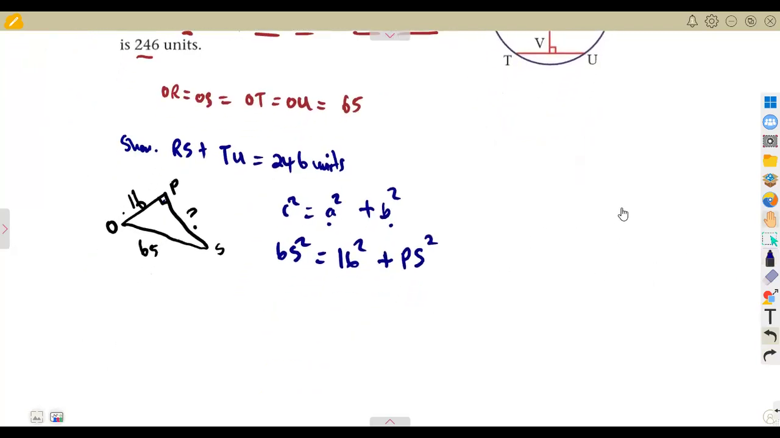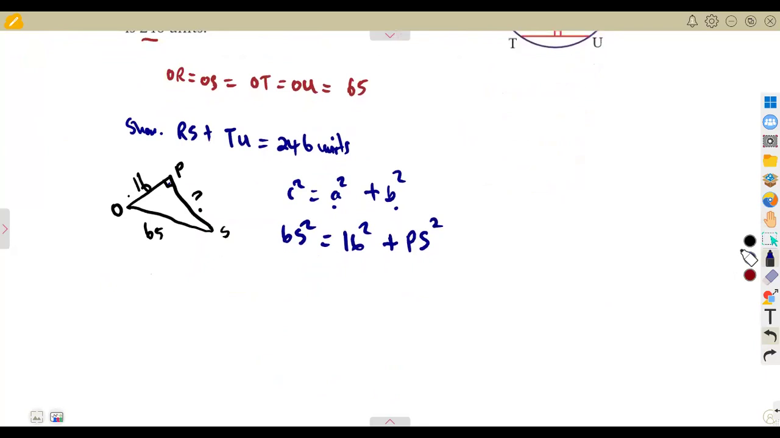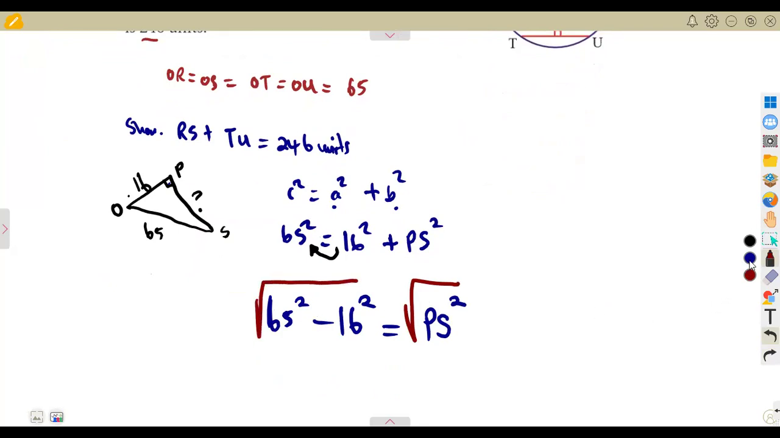65 squared, we are going to obtain whatever value we have, or like I said previously, you can simply transpose this to the other side so that it becomes a negative. So it is going to be 65 squared minus 16 squared, which is equal to PS squared. So how are we going to obtain PS? We simply introduce the square root in this case. All right, so that is going to give us the length of PS.